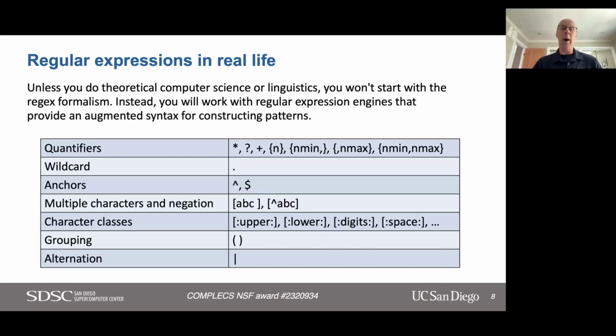We're going to look at quantifiers. This is going to give us a way of describing how many of an element we want. We have a wildcard, which is a period. We have anchors that allow us to look for matches at the beginning or the end of strings. We can specify multiple characters and their negation using the square brackets. We have POSIX character classes that are predefined, specifying uppercase, lowercase letters, digits, spaces, punctuation, and so on. We use parentheses for grouping and vertical bar for alternation.